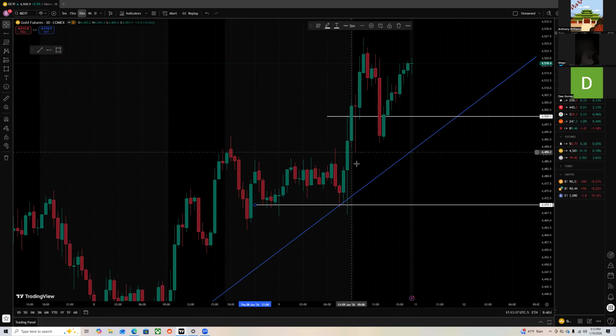Now, what about this gap right here? What would you have done with this gap? I'm not a big fair value gap type of guy. I'm more straight price action and where is price sitting. So for that, it probably would have been 90. 4,490. So right around here.